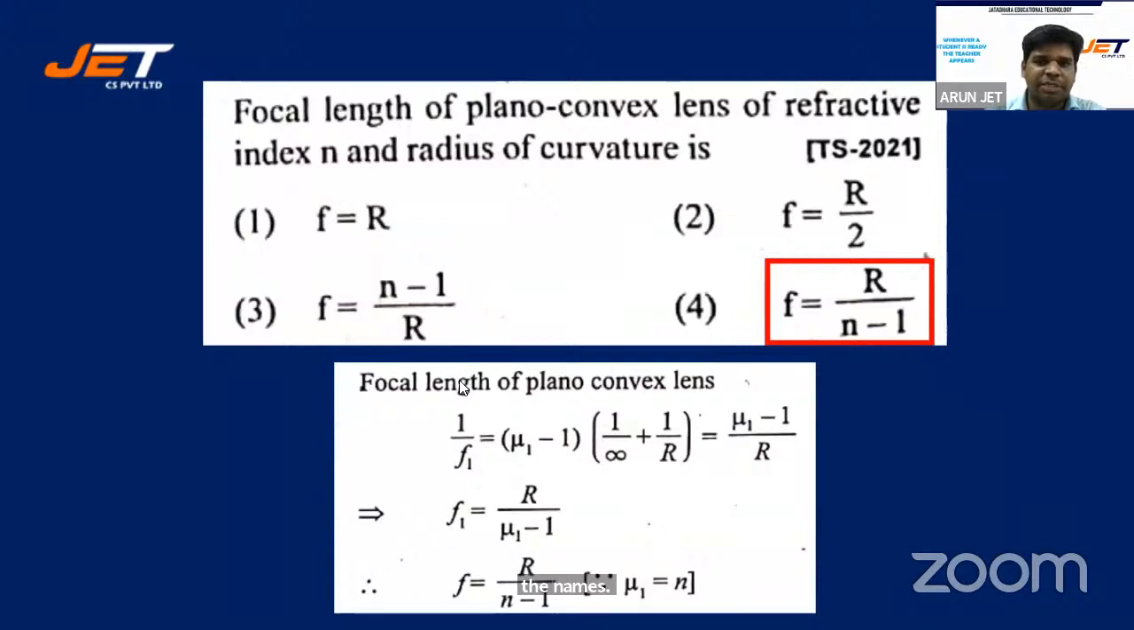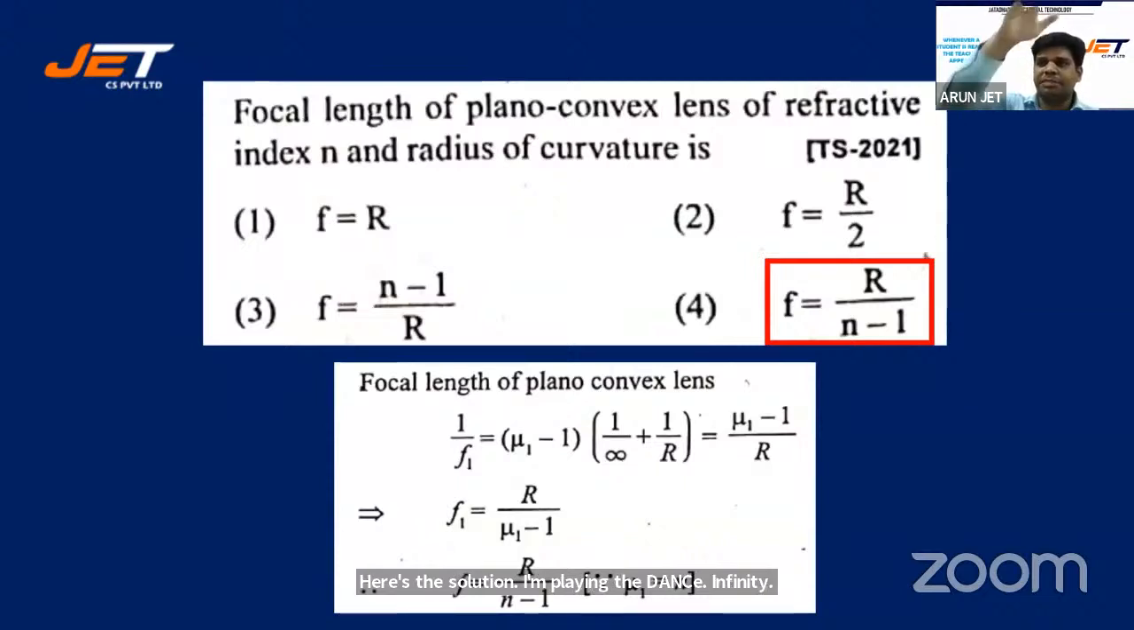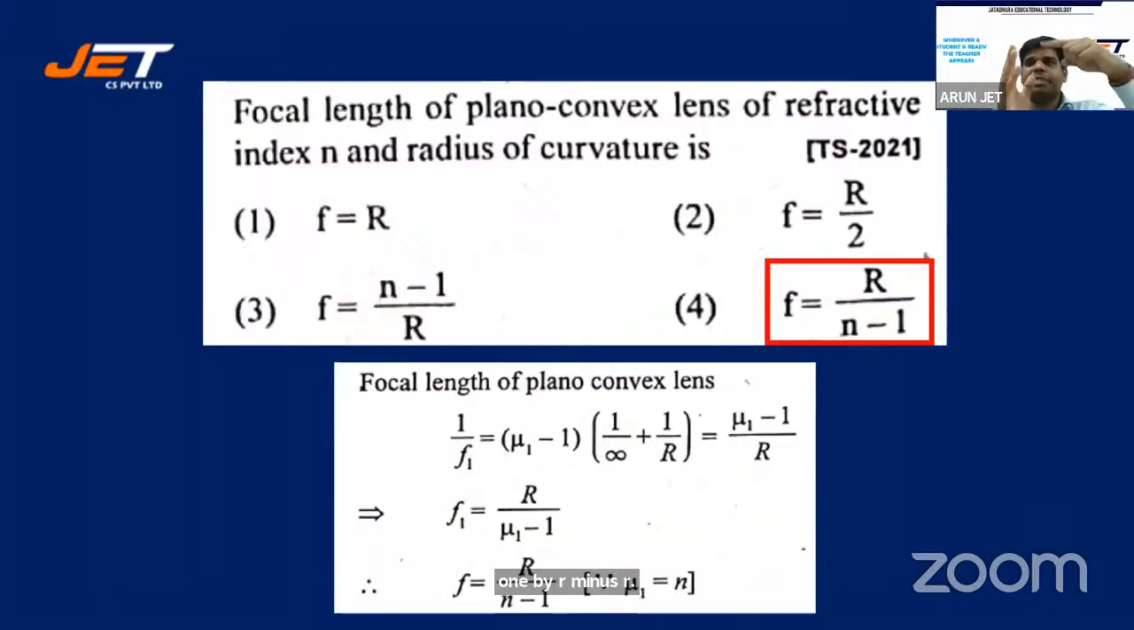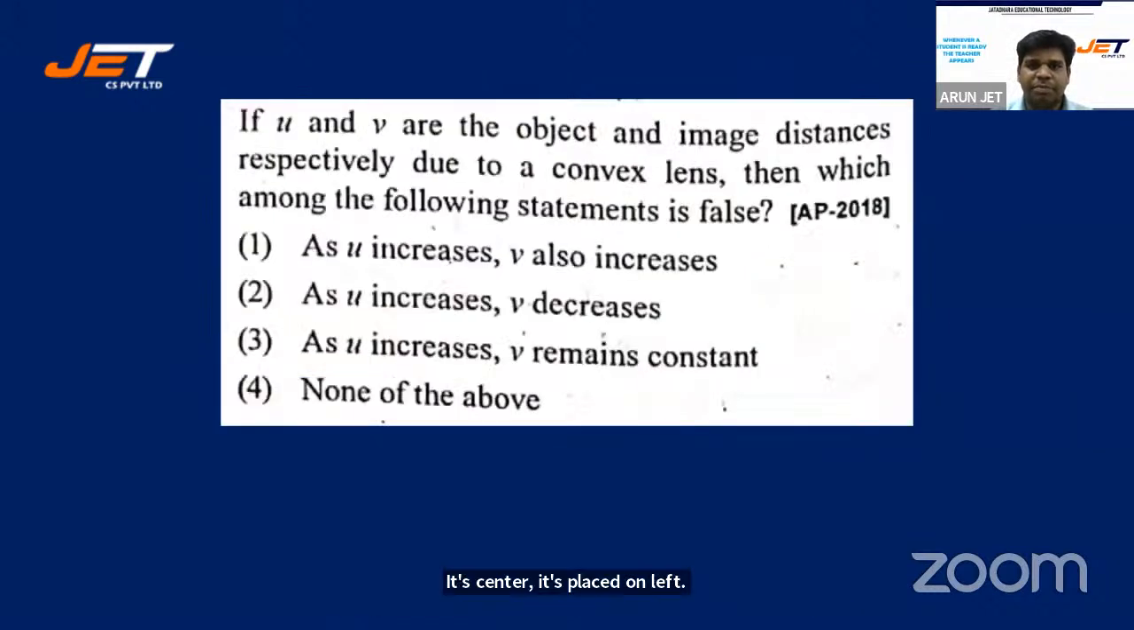Here's the solution. I'm applying the lens maker's formula. Mu minus 1 into 1 by infinity. Why is it infinity? Because one surface is plane, the other surface is curved. So 1 by infinity minus of 1 by r, minus r. Right? It's negative r. Why? It's opposite direction of the incident ray. Its center is placed on left. So you'll get r by n minus 1.